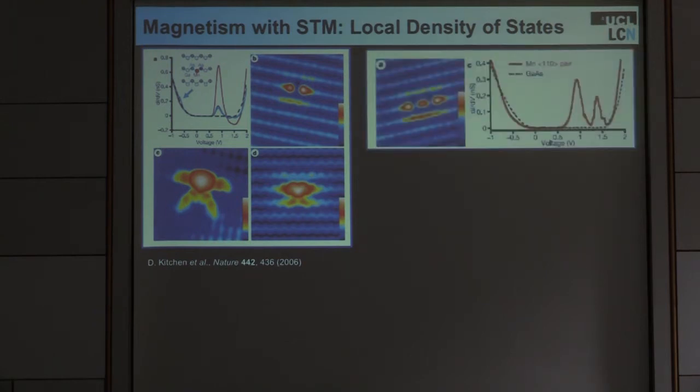What's interesting is they developed an atomic manipulation technique that let them build little structures. So here, for example, are two manganese atoms together. And now you can see this density of states feature is split. And that splitting they ascribed to some kind of spin interaction.